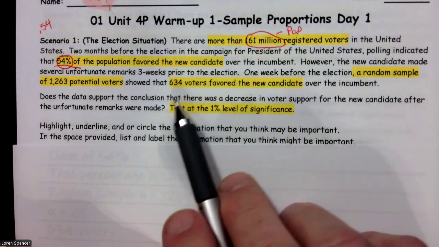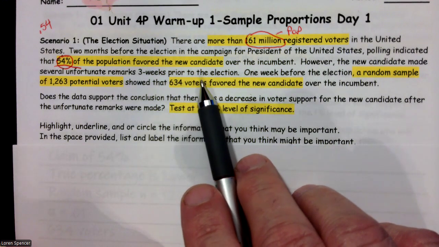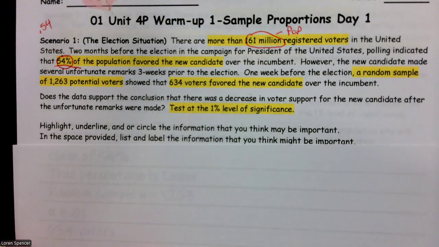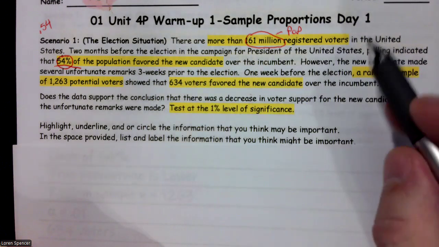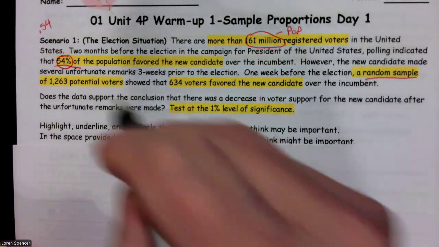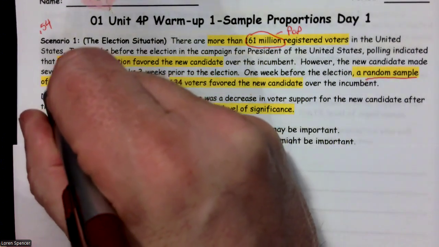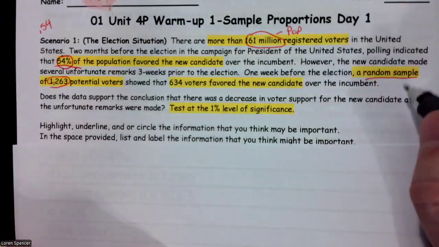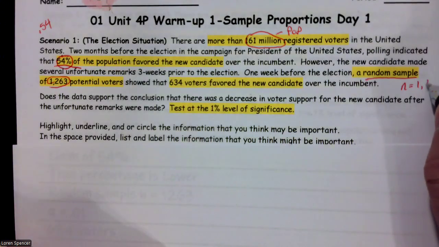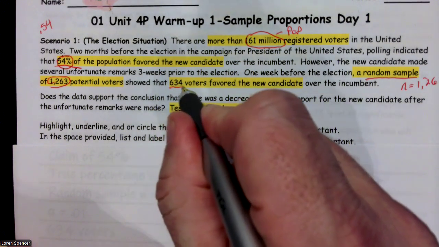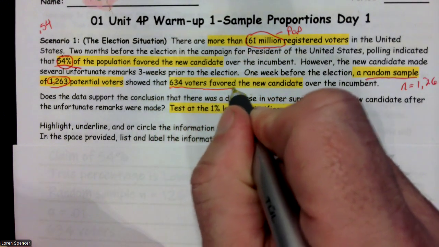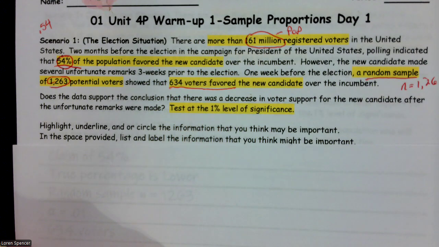However, the new candidate made some unfortunate remarks 3 months prior to the election. 1 week before the election, a random sample, good, of 1,263. So we know our sample size is 1,263. It showed that 634 voters were in favor of the candidate. Since we haven't talked about proportions, I'm just going to underline that for the time being. We'll come back to that in a moment.